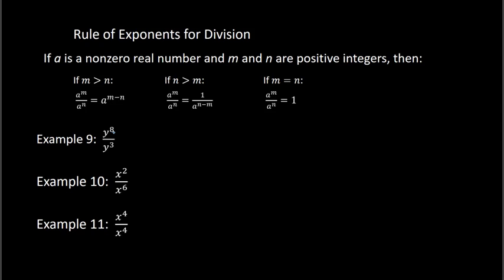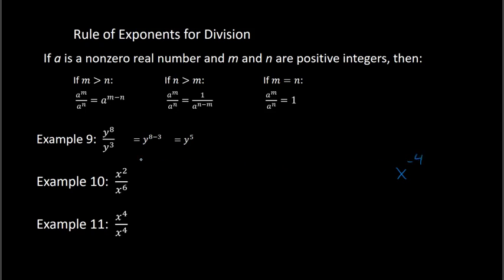All right, so here we have y to the 8th power over y to the 3rd power. What we do is we subtract 8 minus 3 to get 5. So this would be y to the 5th power. Now what if you had x squared over x to the 6th power? Well, here, if we subtracted 2 minus 6, we would get a negative exponent, which is a real thing. We could have negative exponents. And that would be 2 minus 6, which is negative 4.